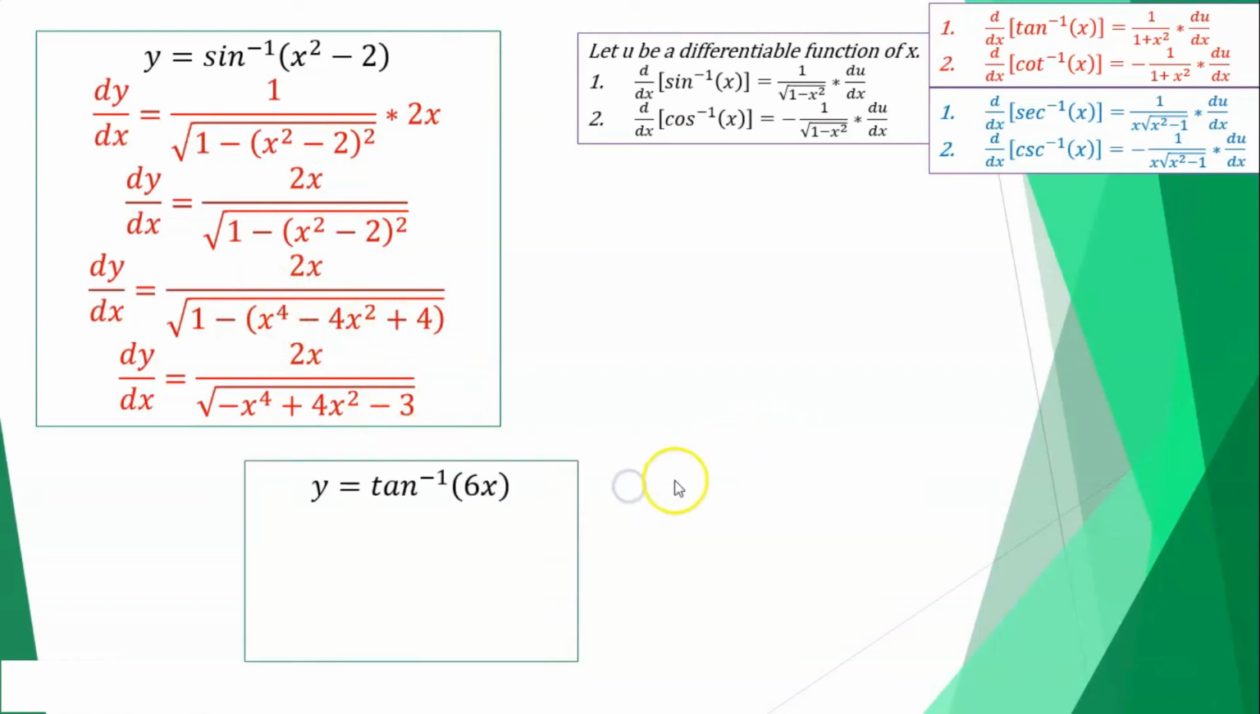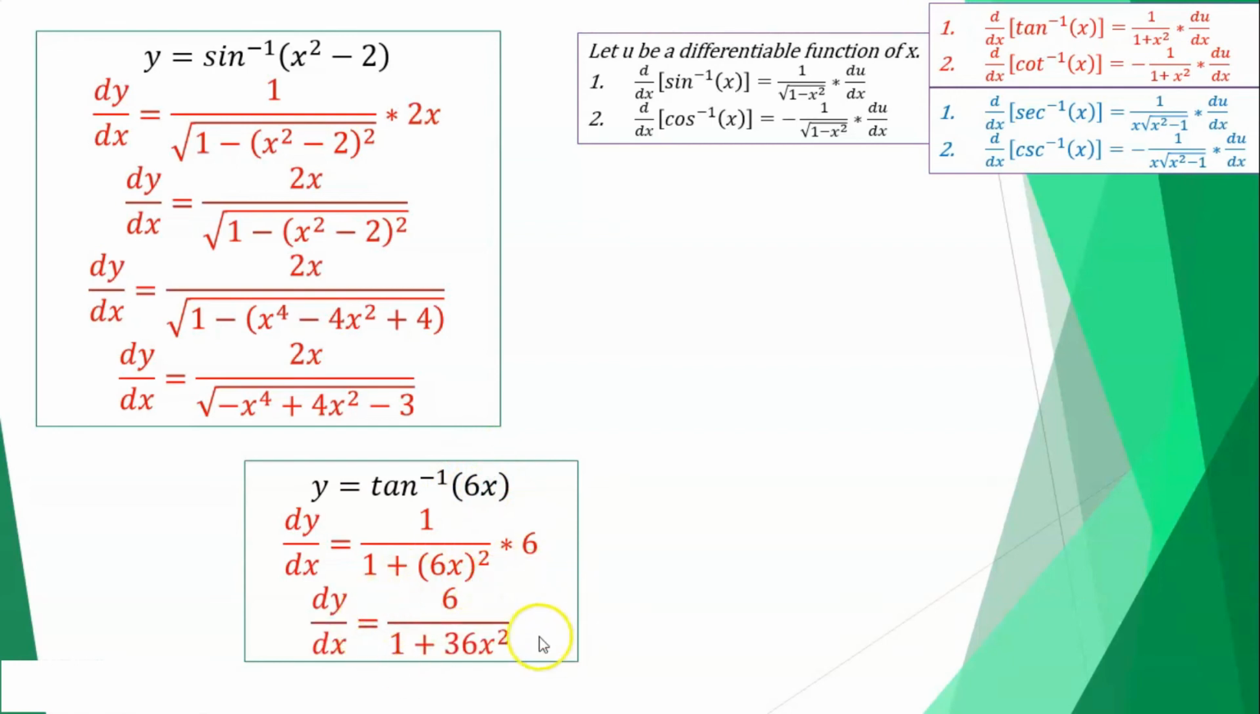Okay, another. Okay, y is equal to tan negative 1 of 6x. So again, derivative of y is dy dx. Derivative of arctan, so we'll make use of the first red equation here. So that would be 1 over 1 plus, this is x squared, so that would be 6x squared, times the derivative of the angle here, which is 6. So simplifying, we will get this one.